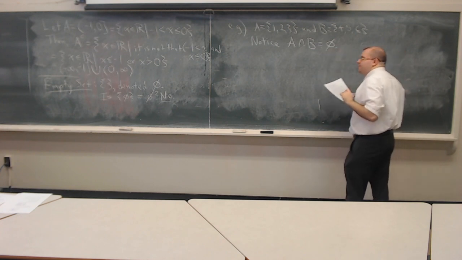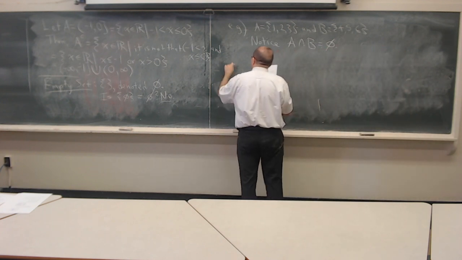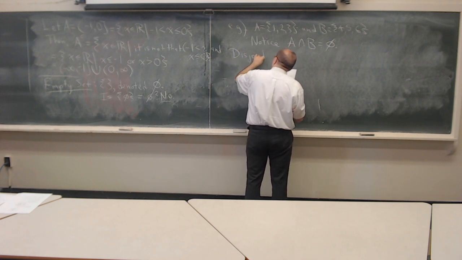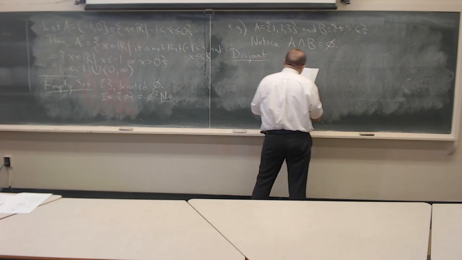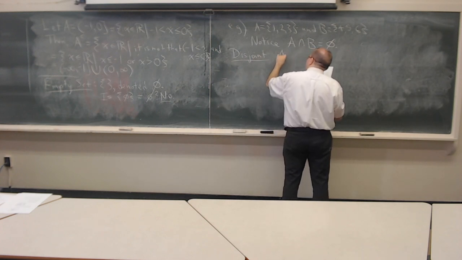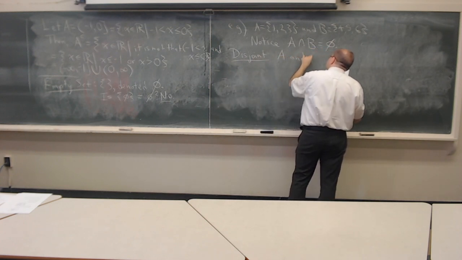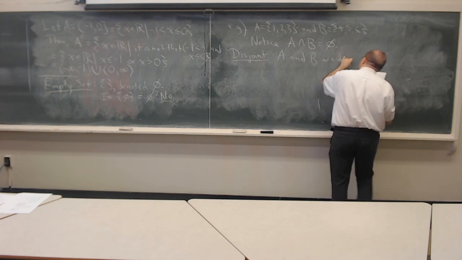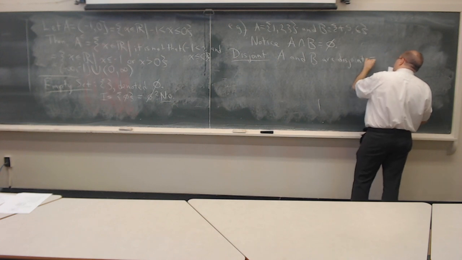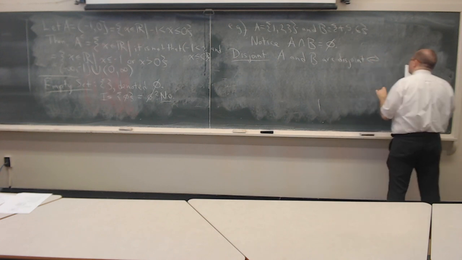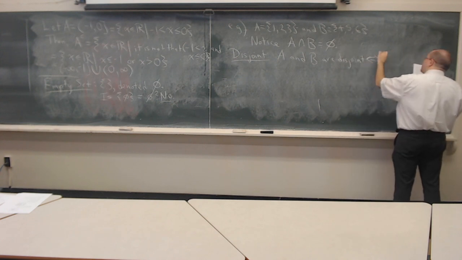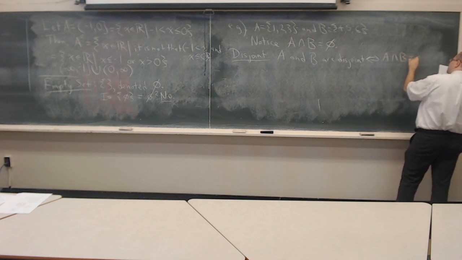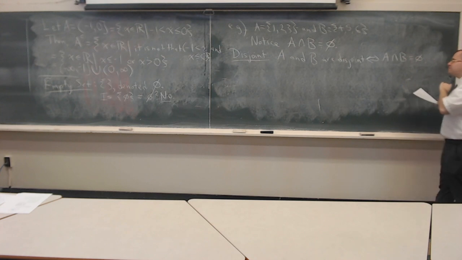We have a special name for sets that look like this. So I'm going to define the term disjoint to you. I say A and B are disjoint if and only if A intersection B is equal to the empty set.